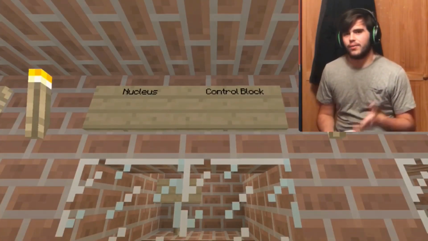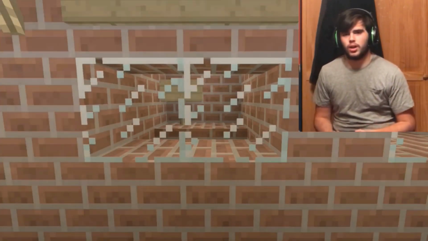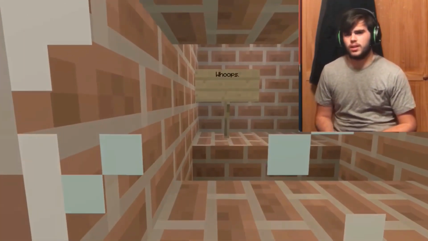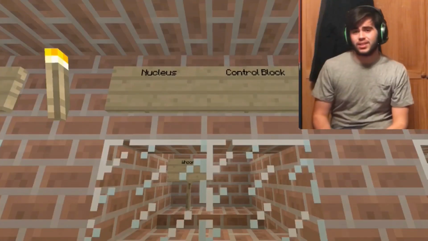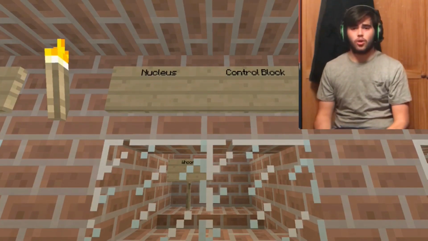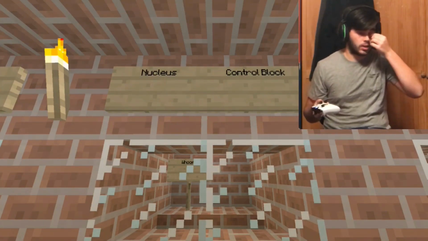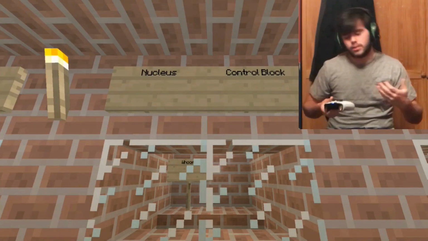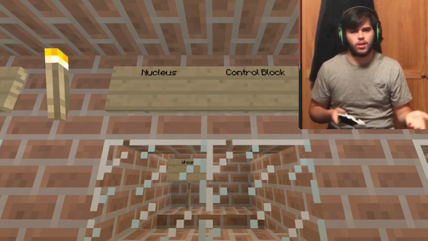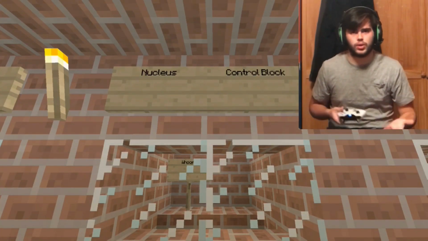The nucleus I have as a control block, which there is none in this version of Minecraft. I have it as a control block because control blocks basically control everything inside the world, and the nucleus controls everything inside of a cell and tells everything inside of the cell what to do.